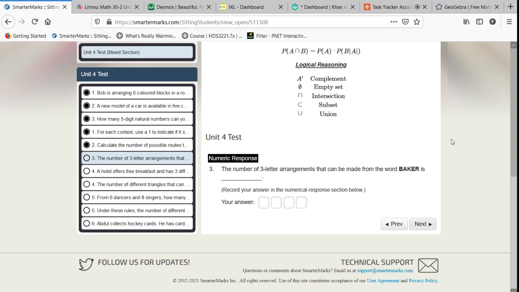Because the letter arrangements, we do care about the order of letters in the word. So it's 5P3, which is 5 factorial over 2 factorial. We have 5 letters to pick from, and we're arranging just 3 of them. So of those 5, we permute 3. 5P3 is 60.